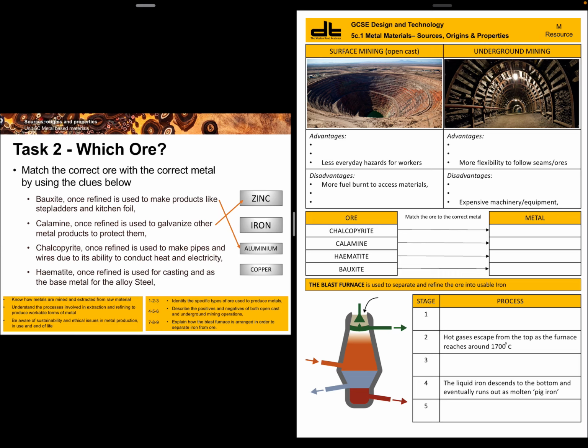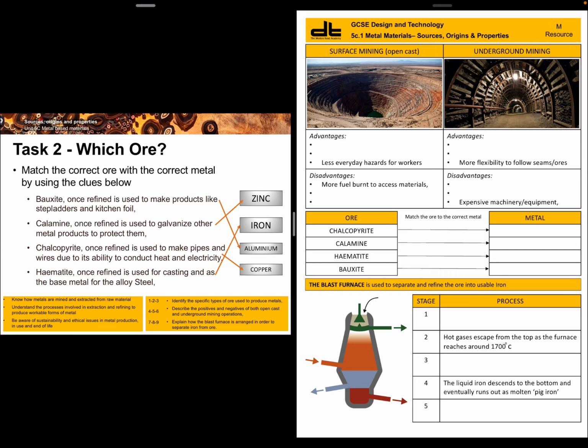Chalcopyrite, once refined, is used to make pipes and wires due to its ability to conduct heat and electricity. That one's quite clearly copper for the conductivity. And hematite, which is used for the casting and the base metal for the alloy steel.